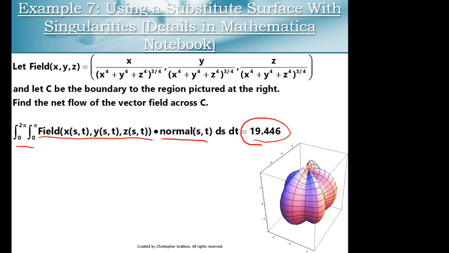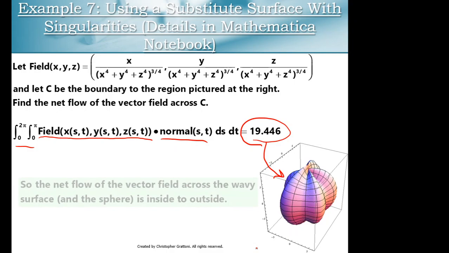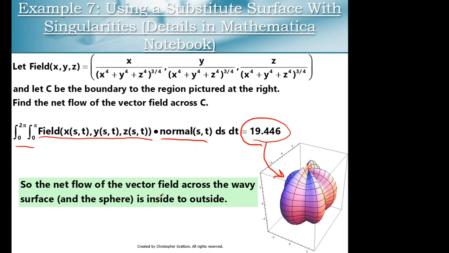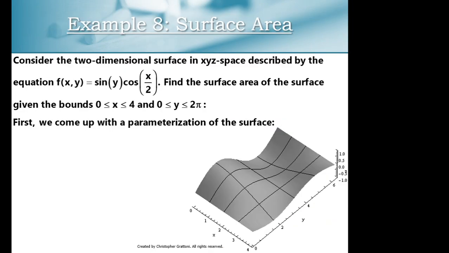Now that's the net flow of the vector field across your sphere, but it's also the net flow of your vector field across this original surface, which is the one we were actually interested in to start with. We never end with a numerical answer, we always interpret. So here's my interpretation: the net flow of the vector field across this wavy surface. And also, by the way, that replacement sphere is inside to outside. Whew, and we did it. Guys, thank you for your patience.